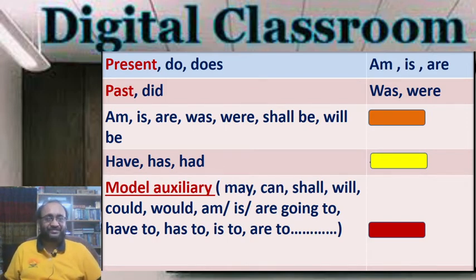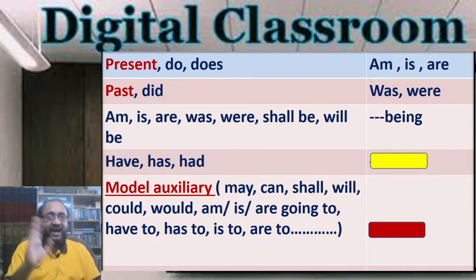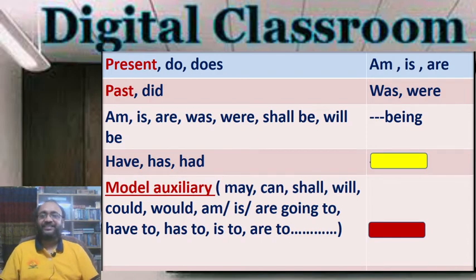So what will you do? At that time you have to use, after using this one, you have to add being. That means am being, is being, are being, like that. Will be or shall be being. Karim will be being, like that. Mahdi will be being. Right.